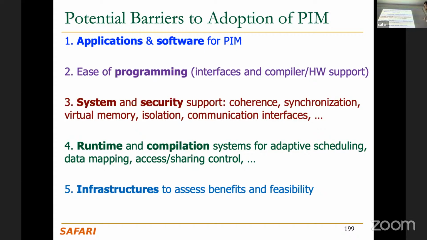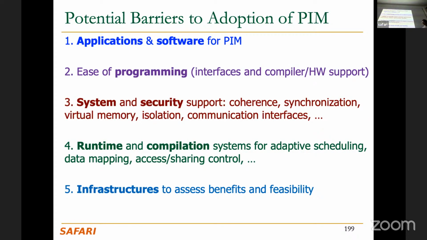We are not going to cover them in detail, of course, but different barriers that need to be solved relate to how to program these systems and what type of applications are good for them. We obviously need to generate new software, or at least find ways of compiling existing software into these new devices. We need to take into account system and security considerations such as coherence, synchronization, virtual memory, isolation, runtime and compilation systems that help us in doing, for example, the data mapping.